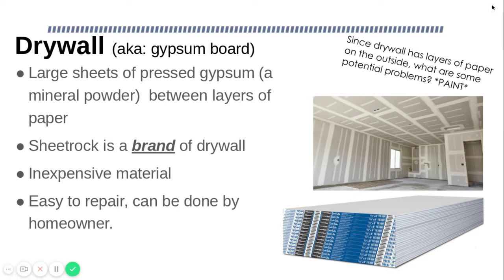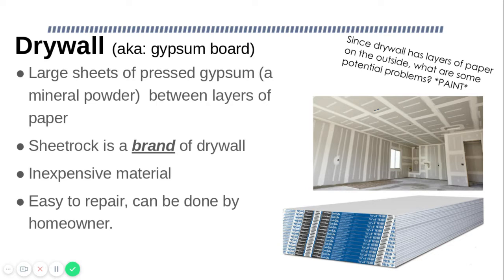The next type is basically the more up-to-date version of plaster. We call it drywall. It's also known as gypsum board, or you may have heard it called sheetrock. Sheetrock is actually a brand of drywall, or gypsum board, but like some people call hot tubs jacuzzis. Well, jacuzzi is just a brand of hot tub. Same thing. Sheetrock is just a brand of drywall.